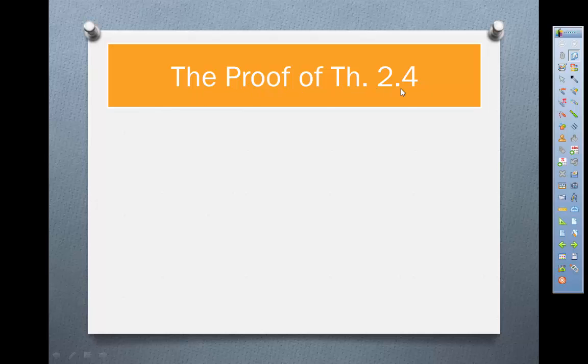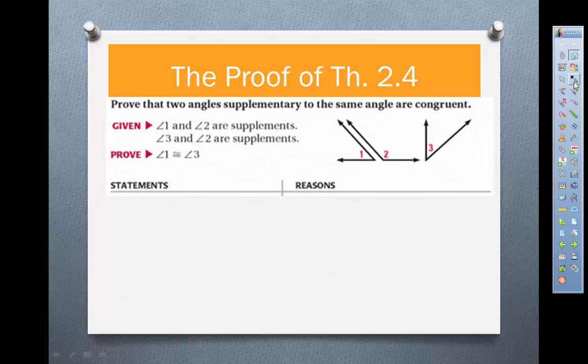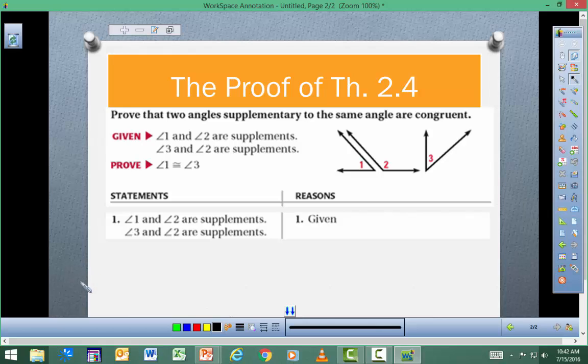All right, so now we're going to actually prove this. Basically, instead of using numbers, like I just used in my example, we need to go ahead and write out the proof of this. As I said with most proofs, it's a good idea to start off with the given. So we start off with the given. And what we're trying to do is prove that angles 1 and 3 are congruent.